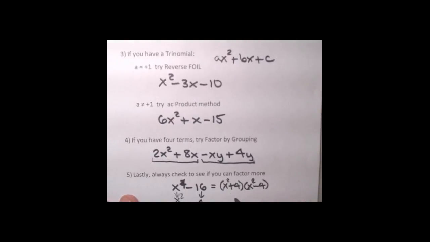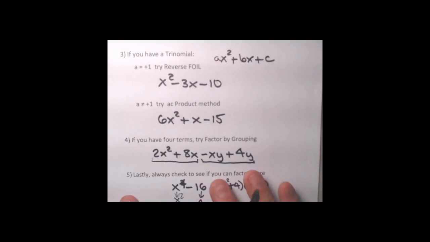Well, this first guy can't be factored further. He's got a plus in between. But you see this guy here, he's a difference of two squares again. You can turn around and factor him once more. And so this is what we mean by always checking to see if you can factor more.